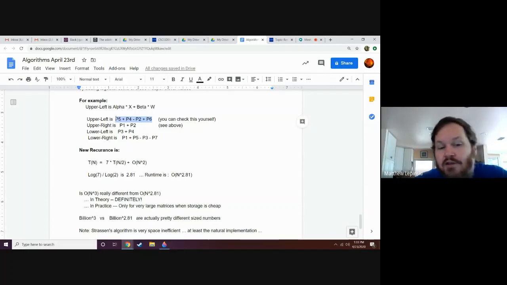On the other hand, if your matrices are very large and you have plenty of storage available, this can actually be a noticeable win. But the answer to Maria's question is really, mostly it is theoreticians and not practitioners who care about shaving something down from n cubed to n to the 2.8.